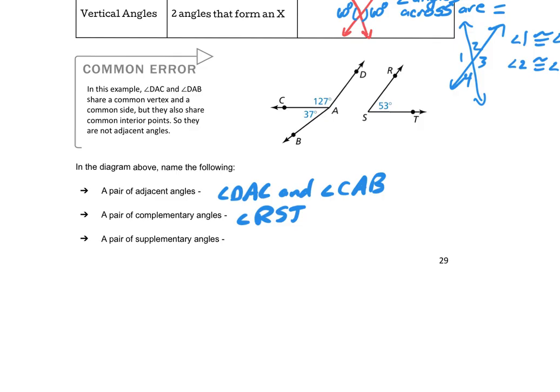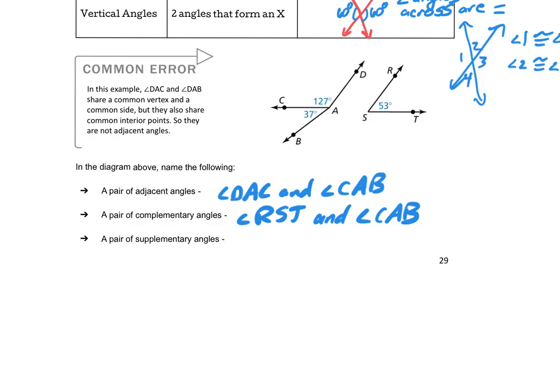Okay, so we said 53 and 37. So when I name the 37-degree angle, I would say angle CAB, or BAC. Either one of those would be fine.